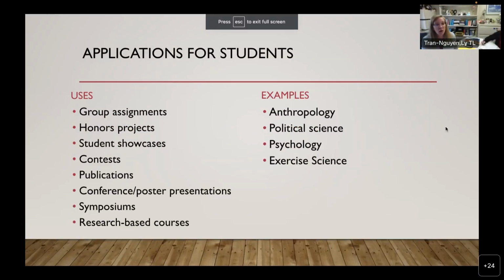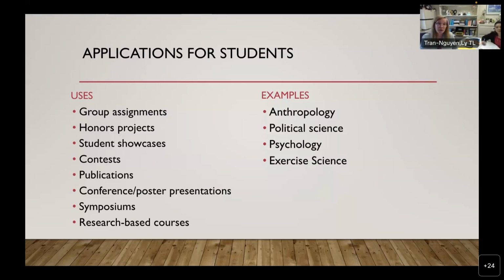I just want to give you an overview of common uses and examples of this process. Obviously, as Nicole mentioned, honors projects are a big source of projects that we review, but there are also students from classes who want to submit their projects for contests or poster presentations. We have a symposium in the psychology department where they participate, student showcases, and that kind of thing.